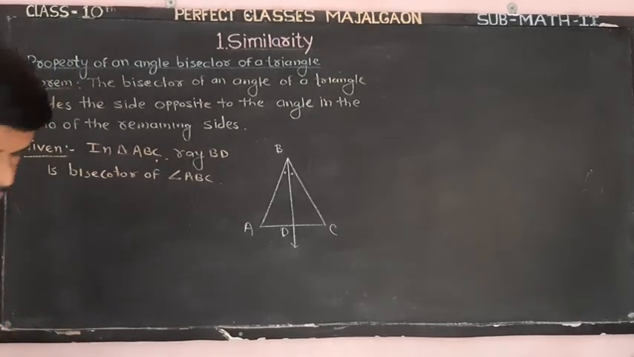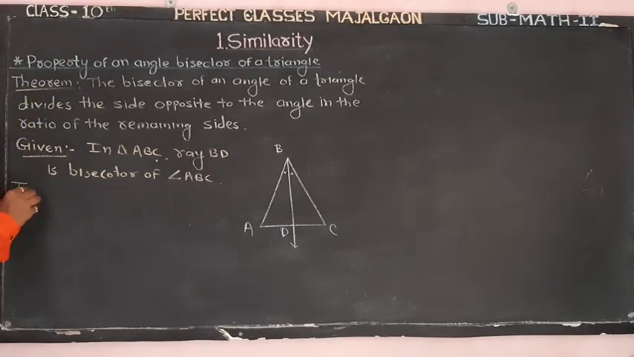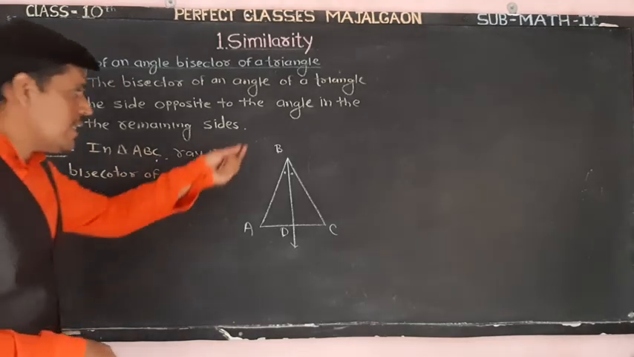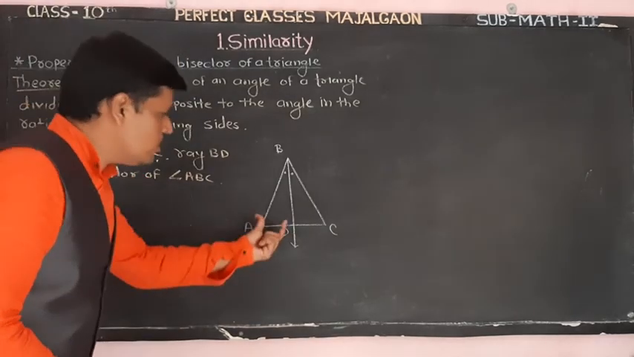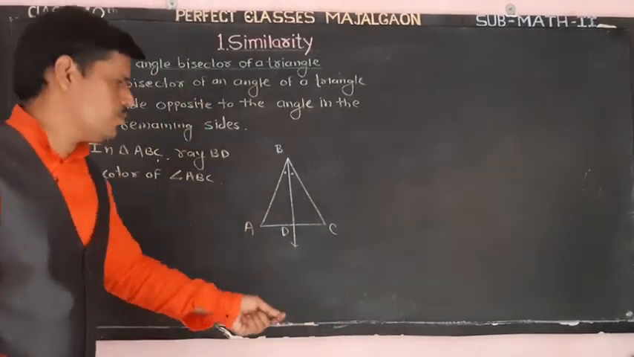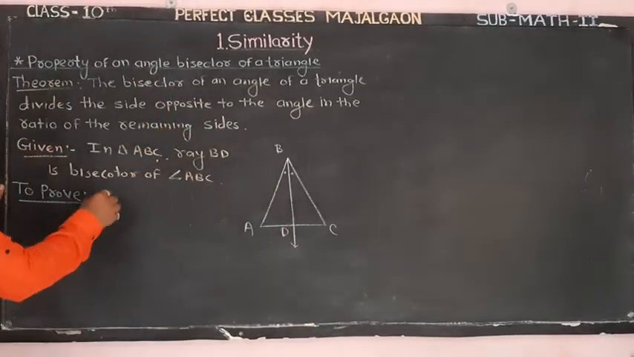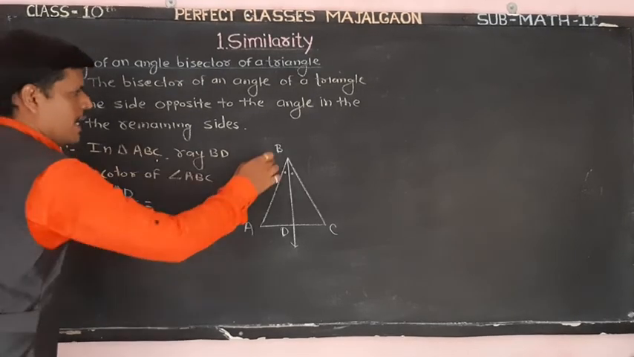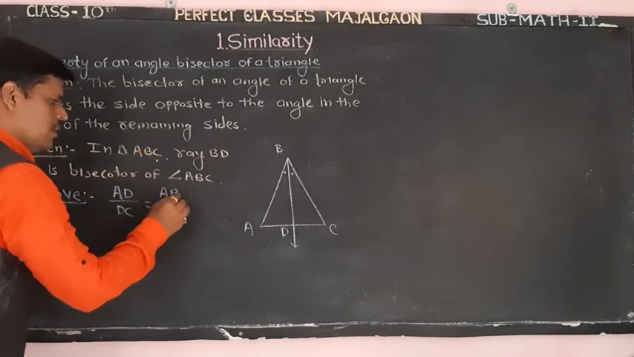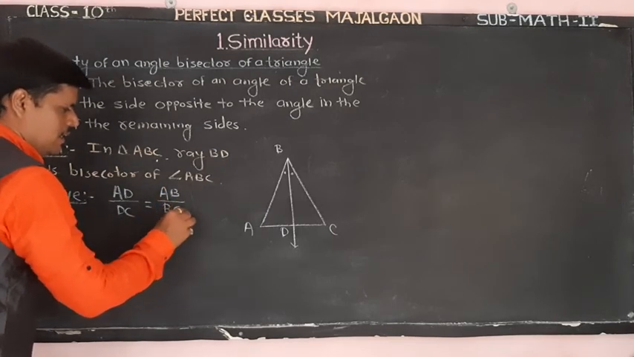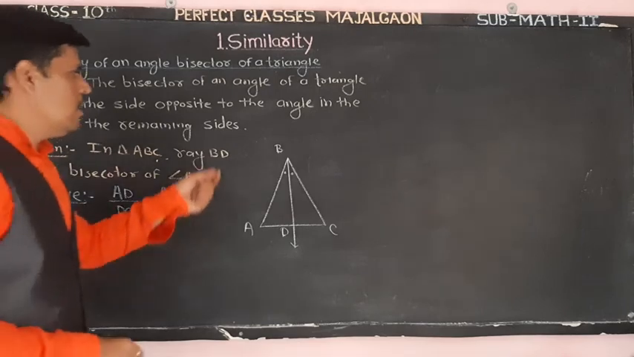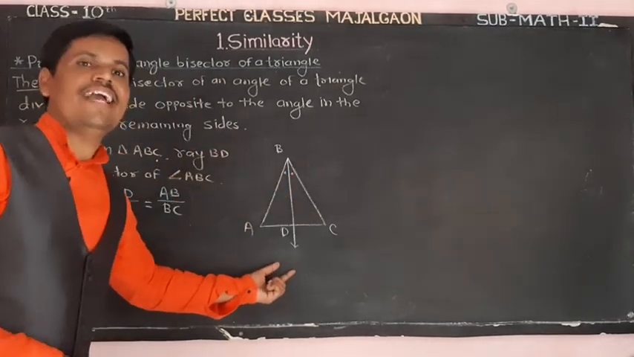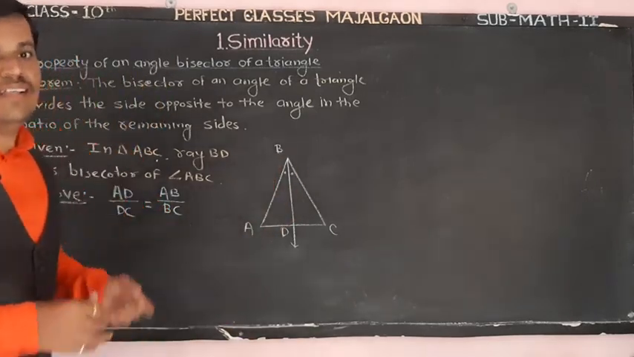Therefore, what is to prove? Here I write: to prove. The angle bisector divides the side opposite to that angle in the ratio of the remaining two sides. Therefore, we write AD upon DC equal to AB upon BC. This is what is to prove.